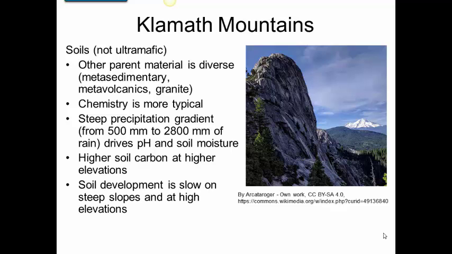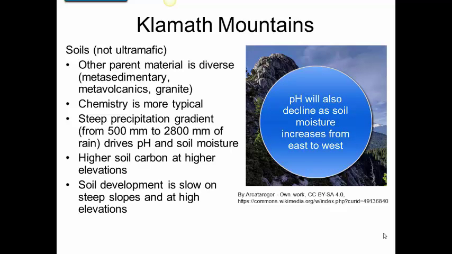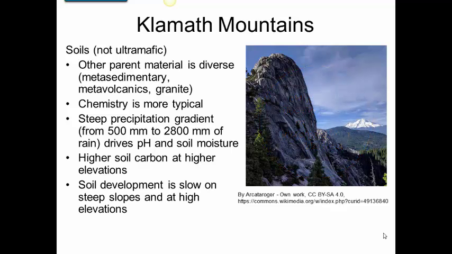There's a steep precipitation gradient ranging from 500 millimeters of precipitation per year to 2,800 millimeters of precipitation per year on the coast. This is going to drive the pH and the soil moisture as it did in the Cascades. We're going to see pH decline with elevation, soil moisture increase with elevation. Once again, we see higher soil carbon at higher elevations where decomposition is slow. And we'll also see soil development being slow on steep slopes and at high elevations.